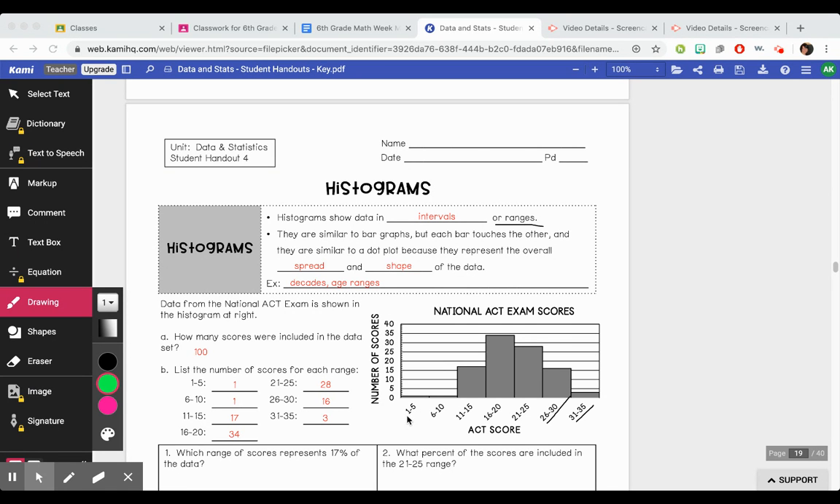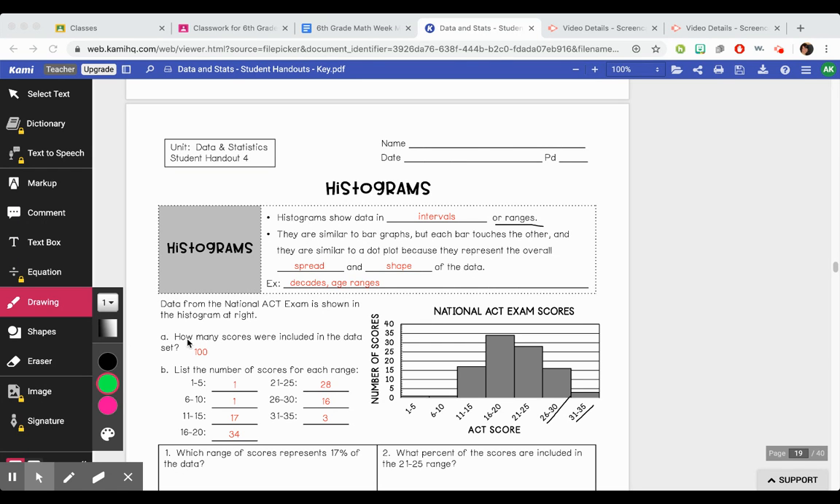Instead of just saying on the x-axis 1, it says 1 to 5. So that's our first range. 6 to 10, 11 to 15, 16 to 20, 21 to 25, 26 to 30, and 31 to 35. And what is this histogram? It's data from the National ACT exam shown in the histogram at the right. So this is the National ACT exam scores.